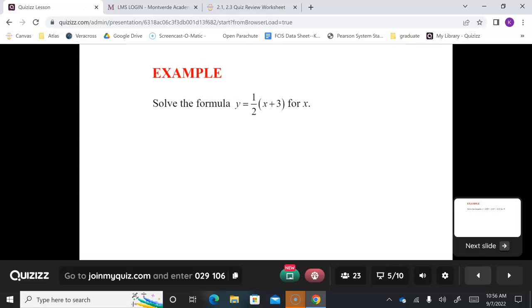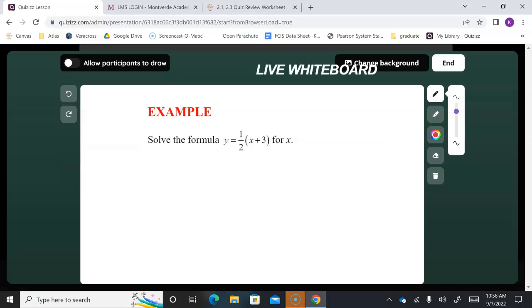Alright, so now this one's a little bit different because I have that grouping. I have that 1/2 on the outside. So, again, what two operations do I have here with my x? Okay, distributed is what operation? What other operation do I have? Addition. Okay, so I have multiplication as part of distributive property, and then I also have addition.